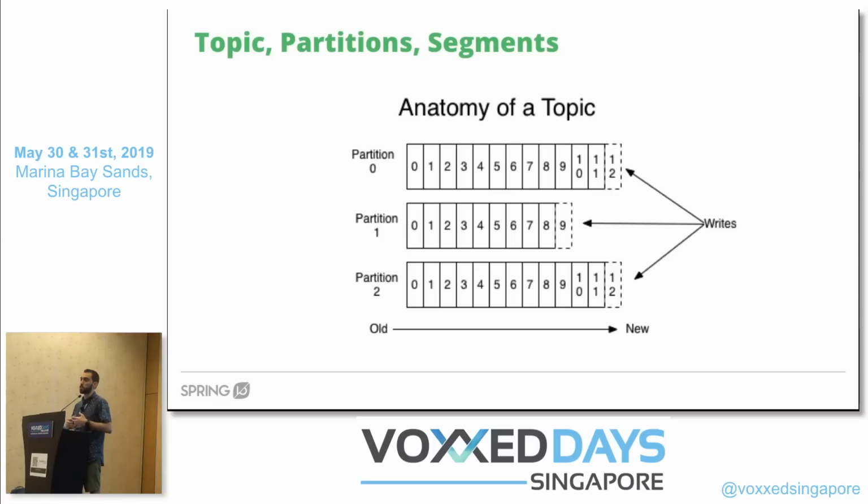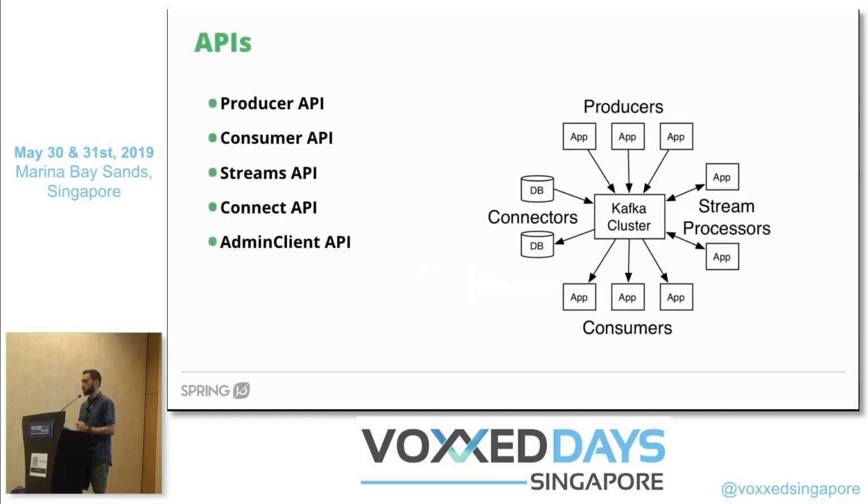A topic is broken down into multiple partitions, and a partition will have, at the end of the day, multiple segments. All right, so if you take a look at the APIs that we have available in Kafka, we have the basic producer and consumer APIs. So these are the low-level APIs that allow you to produce messages into Kafka and consume messages from Kafka. That's, again, really low level. It doesn't provide much, just sending and receiving messages.